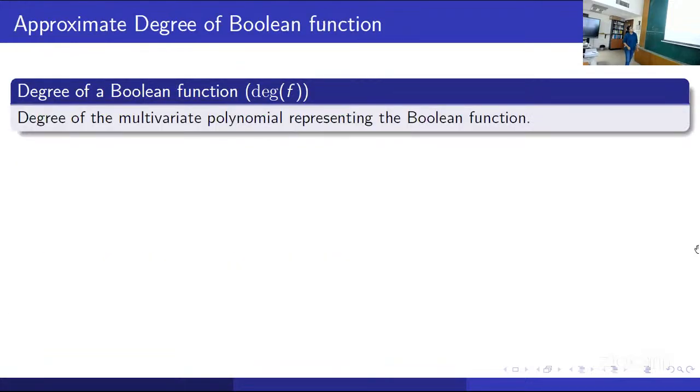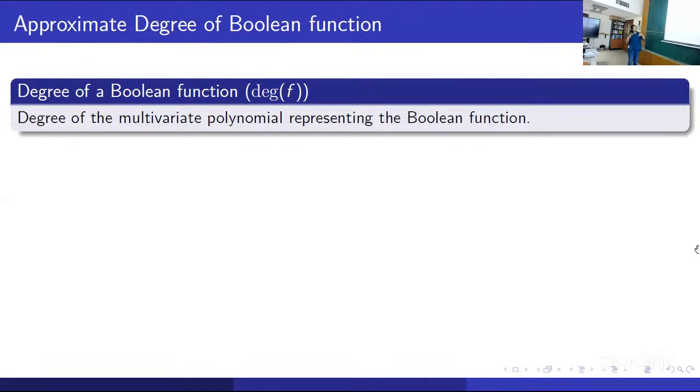Okay, so now I will define the first problem. Before going to the approximate degree, let's see what the exact degree is. Exact degree is just the polynomial that represents our Boolean function exactly. So this is a unique multivariate polynomial.